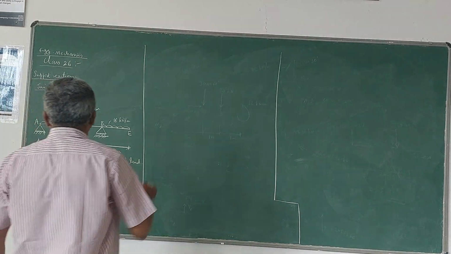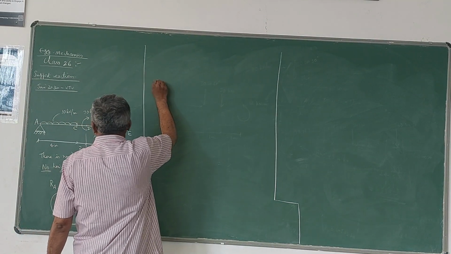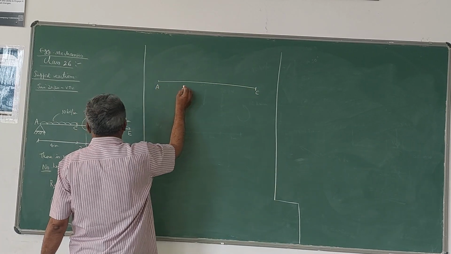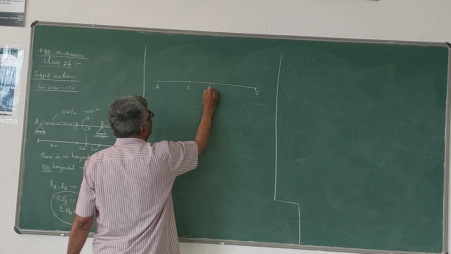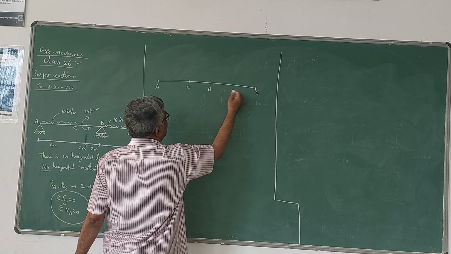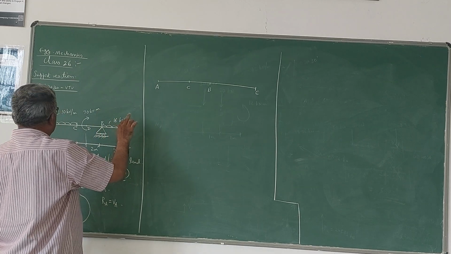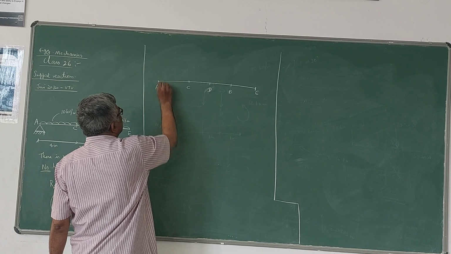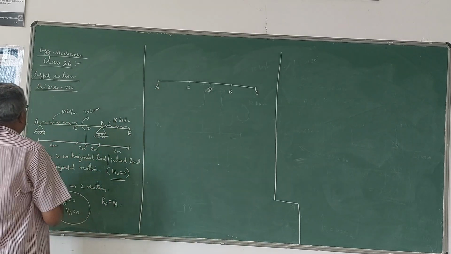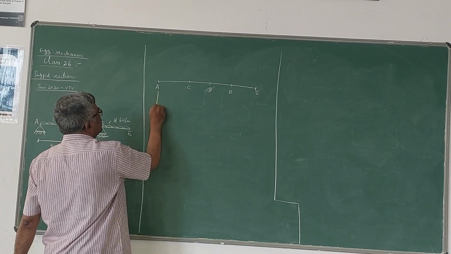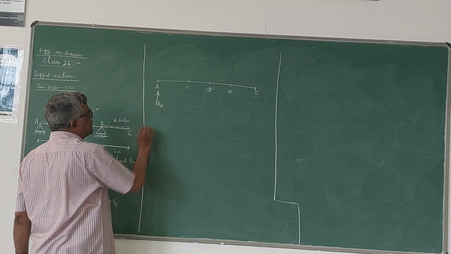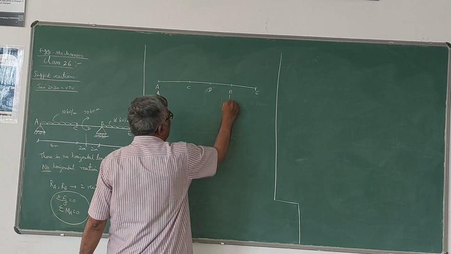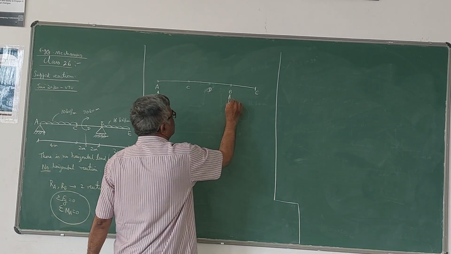ACDBE is the beam. So A is here, C is here, B is here, then E is on that side. So A is here, D, then B, like this. Distances are very, very important. At A, remove the support and replace it by a reaction RA. Please note that HA is not here because there is no horizontal load. And at B you have RB like this. So two reactions are there.